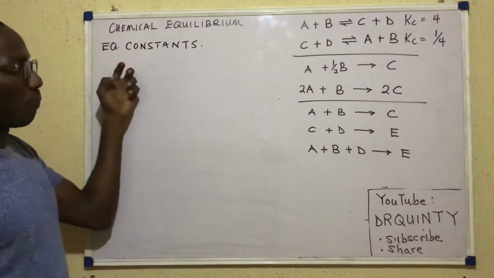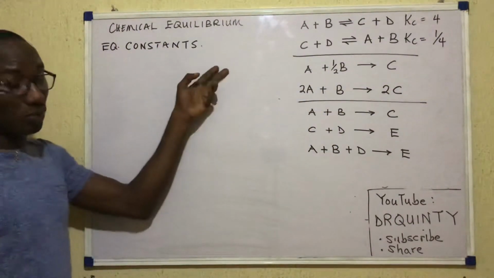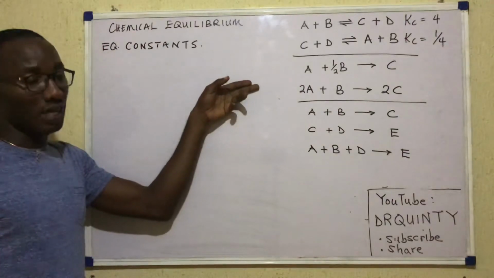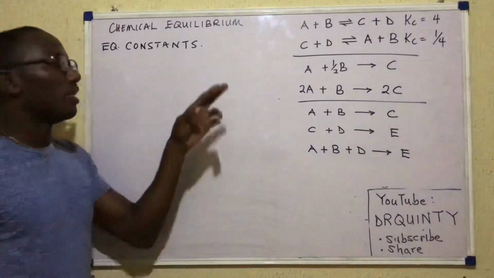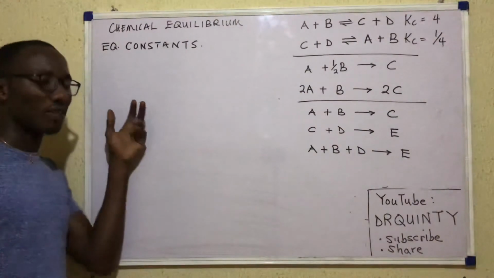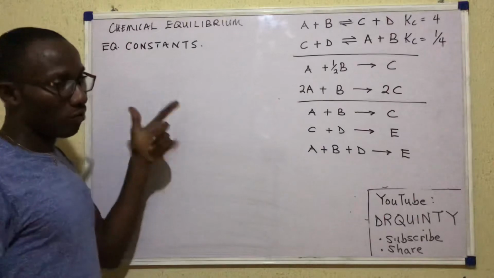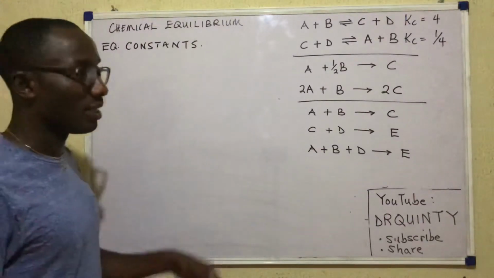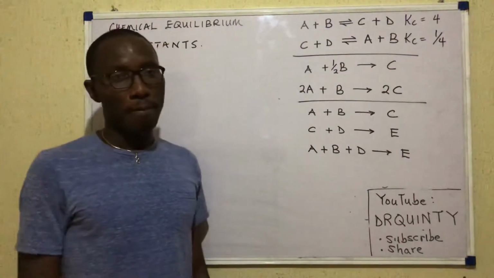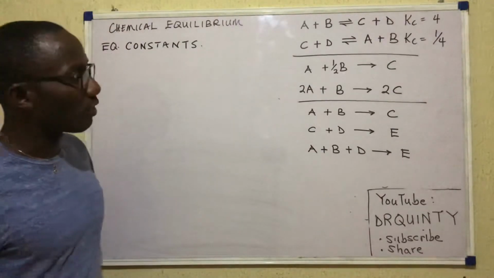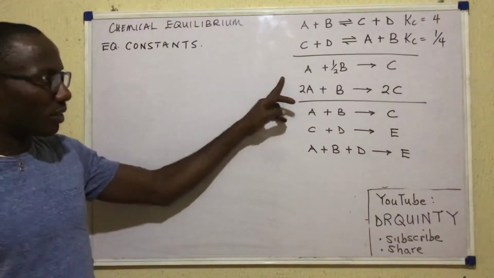The reaction we put here before was ABCD as well. If the forward reaction has Kc of 10, then the backward reaction will have Kc of 1 over 10. So it's always like that. Forward and backward, their Kc's are the inverse of each other. Now, having said that, look at this second case.